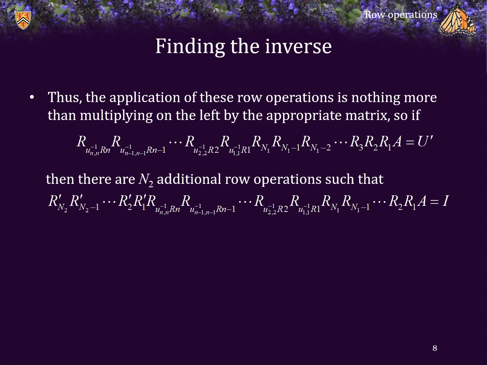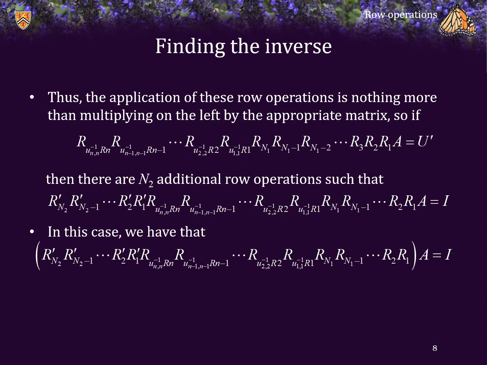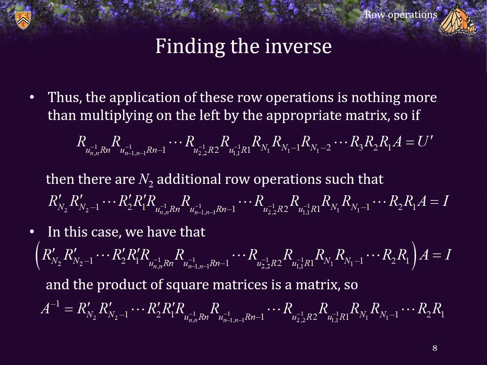All right. So notice, therefore, in this case, we can group all of those row operations together, and if we multiply them all together, we get a square matrix. And that square matrix multiplied by A gives us the identity matrix. Therefore, the product of all of those row operations must be the inverse of the matrix A.